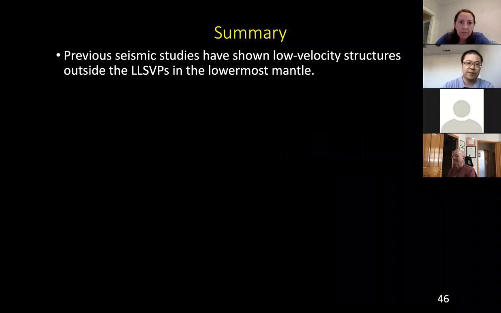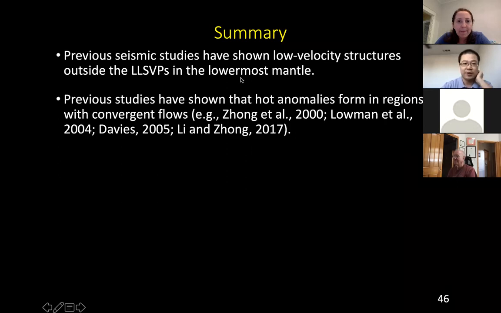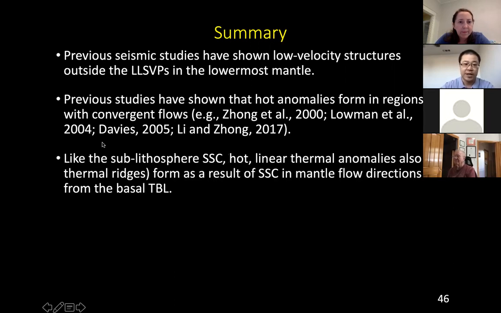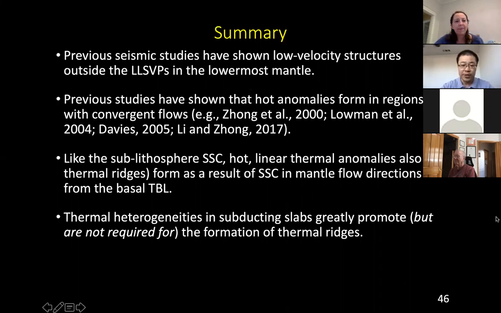So in summary, we found that previous seismic studies have shown low velocity structures outside the LLSVPs in the lowermost mantle. And also previous studies have shown that hot anomalies form in regions with convergent mantle flows. And what is new in this study is that, like the sublithosphere small scale convection, we also found hot linear thermal anomalies formed as a result of small scale convection in mantle flow directions from the basal thermal boundary near the core-mantle boundary. And we also found that the thermal anomalies in subducting slabs greatly promote, but are actually not required for, the formation of thermal ridges.